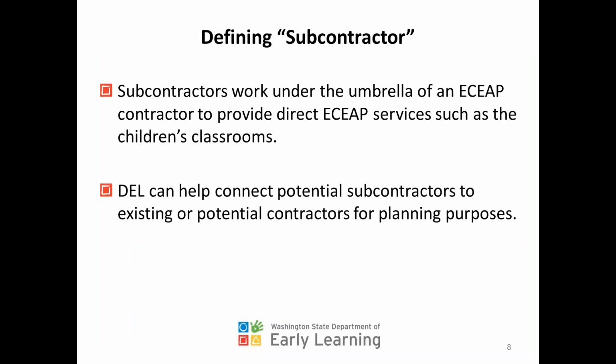Organizations or providers who want to participate but cannot be contractors that manage the whole infrastructure of ECAP can become an ECAP subcontractor. They work under an organization that contracts directly with DEL, and it's important to know that the sites where children's classrooms are will need to be able to rate 4 or 5 in Early Achievers within 12 months if they're not licensed child care, or within 18 months if licensed child care. So we have state law saying that all ECAP will be level 4 or 5 in Early Achievers.